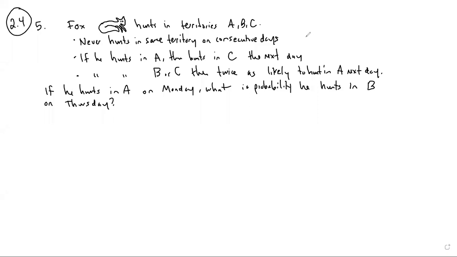In this situation, we are looking at some probabilities. So we've got a fox, and he hunts in these three potential territories, A, B, C, and we're given a bunch of information about what he does the next day, if he has a particular hunting behavior today. And we're asked to find the probability that he hunts in B on Thursday, given that he hunts in A on Monday.